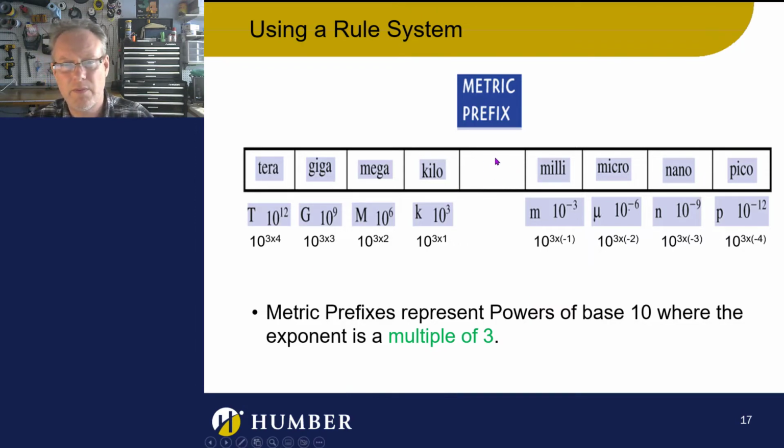What's in the middle? Something is missing in the middle. It's just the base unit. The base unit doesn't need a metric prefix. If we're measuring millimeters, that's times 10 to the minus 3. If we're measuring kilometers, that's 1,000 meters, so times 10 to the 3. If we're doing meters, that's just meters.